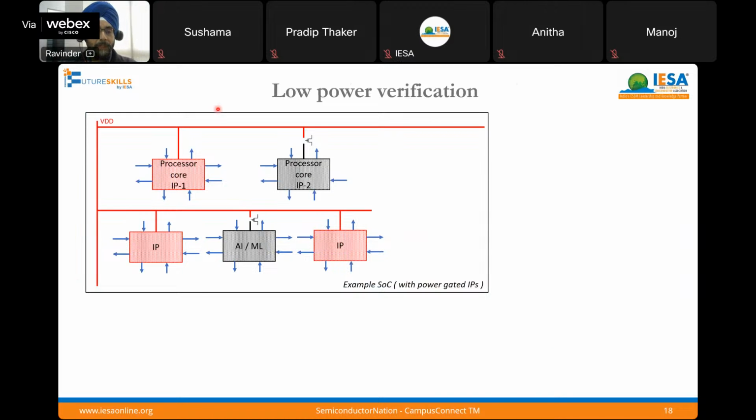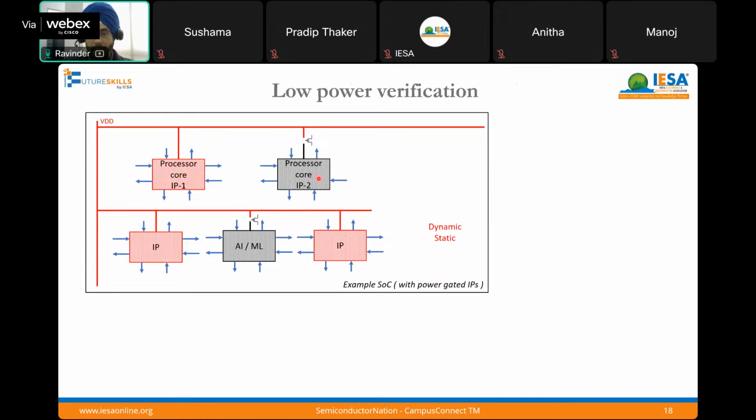Okay, low power verification. So what is low power design, and why do we do it? Let's say a particular chip has two processors, and for a particular application we need only one processor. So why not just switch off the other one? And what is the reason to switch off?